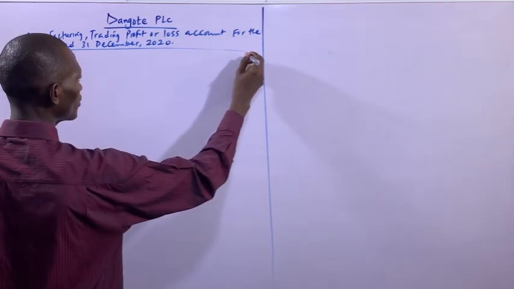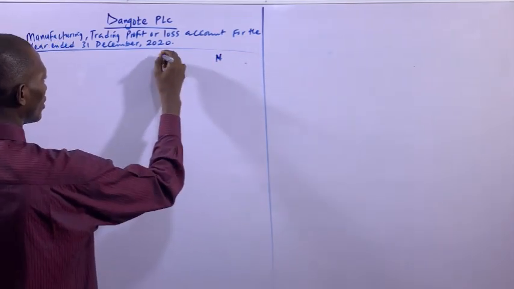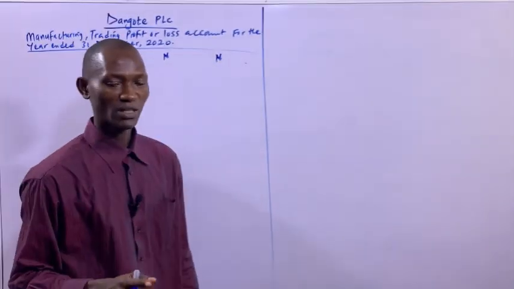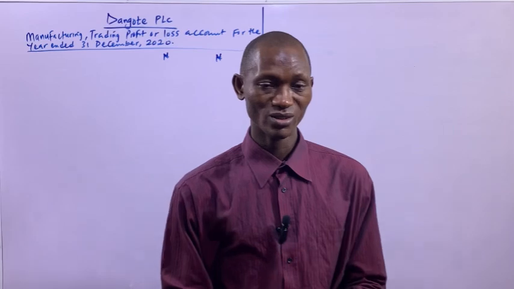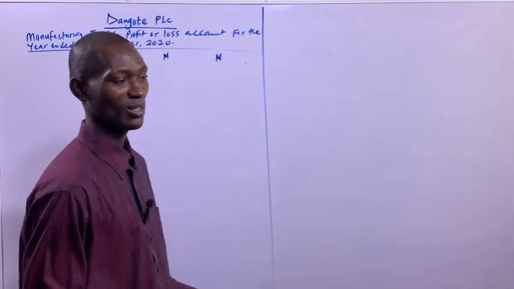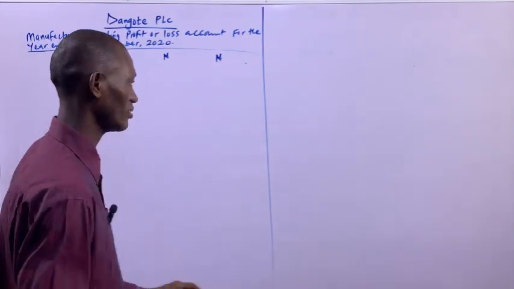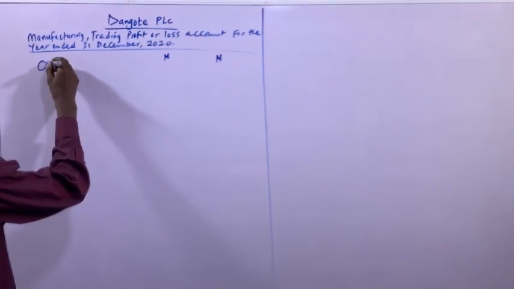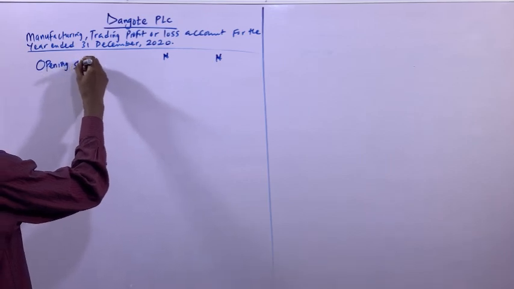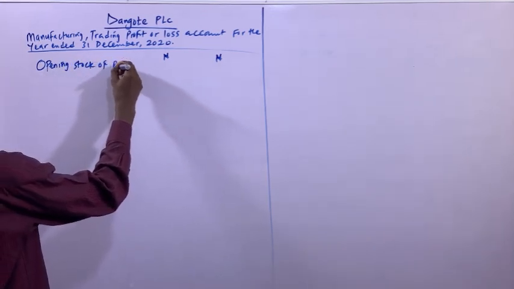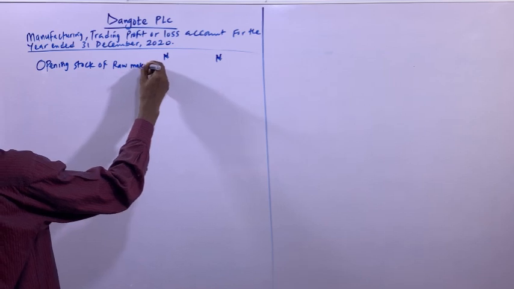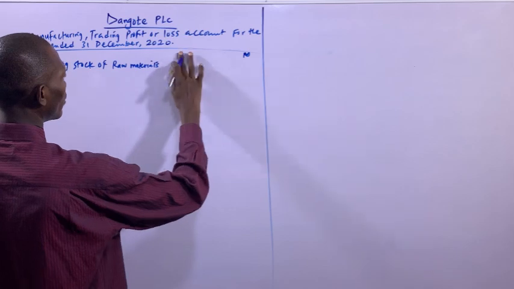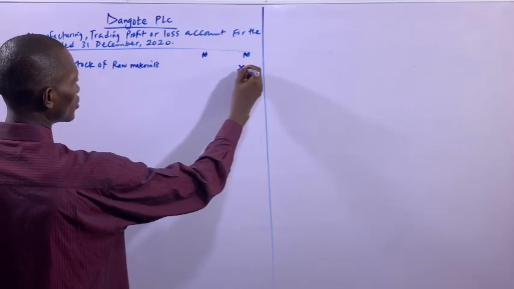So let's start. Like I said, with respect to the manufacturing account, we are going to be looking at cost, just cost, because we want to determine the cost of production. That's basically what we have. So we have opening stock of raw materials. This is what we have. So we put that here.